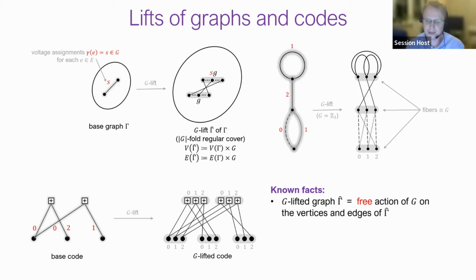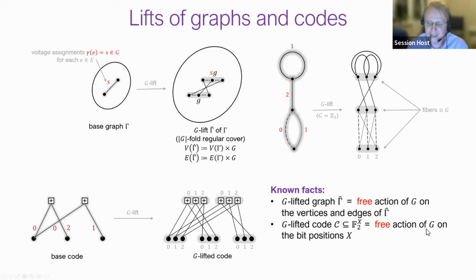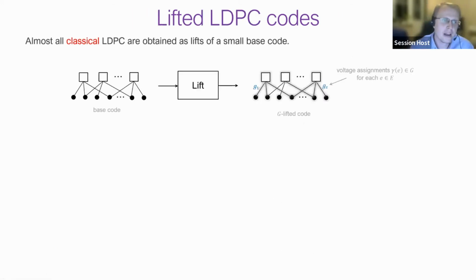What is known about G-lifted graphs? It is known that it is actually the same as a graph with a free action of group G on vertices and edges that also, of course, respects the adjacency of the graph. And a G-lifted code is the same as a code with some symmetry, so with a free action of group G on the bit positions. In the case of cyclic groups, such codes are usually called quasi-cyclic codes.